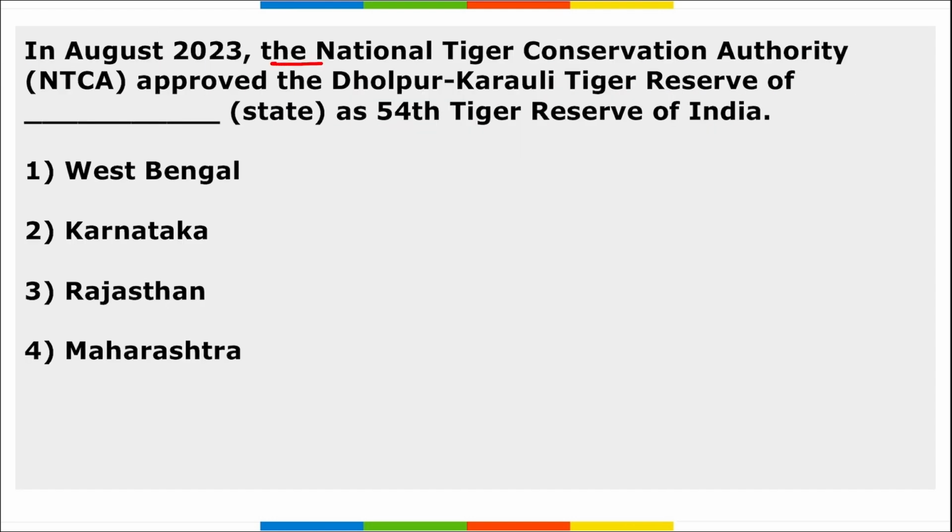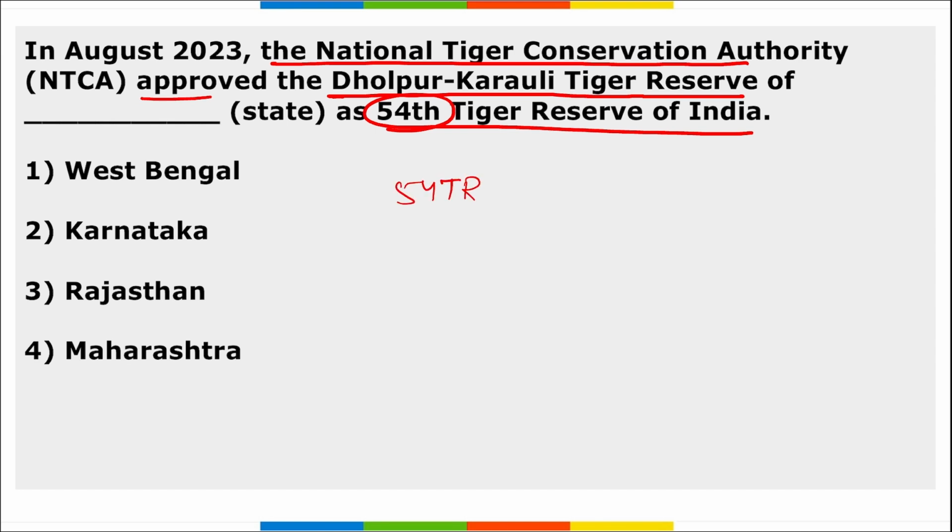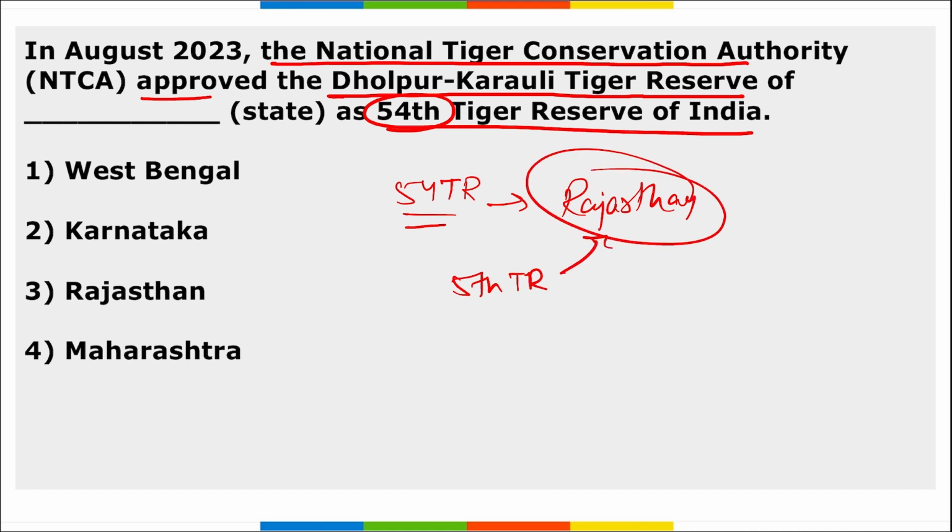Next, the National Tiger Conservation Authority has approved the Dholpur Karauli Tiger Reserve of the state as the 54th Tiger Reserve of India. So remember, the 54th Tiger Reserve of India is located in Rajasthan, and it is the 5th Tiger Reserve of the state of Rajasthan.